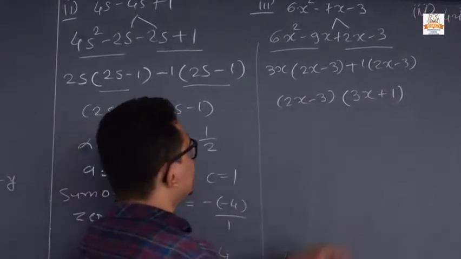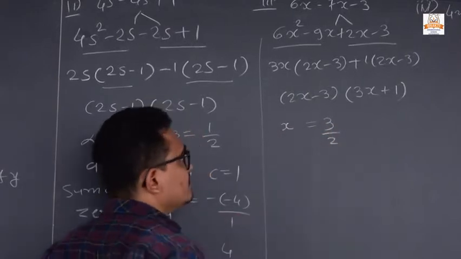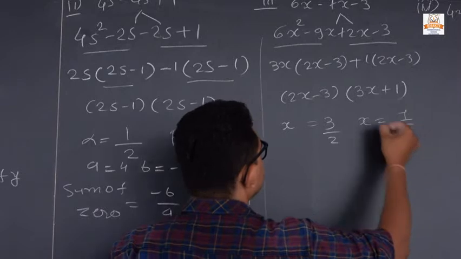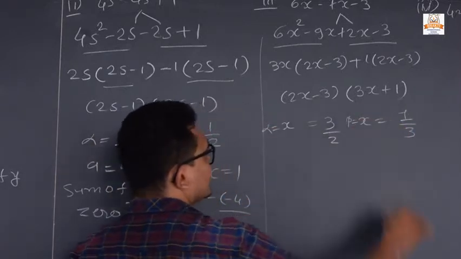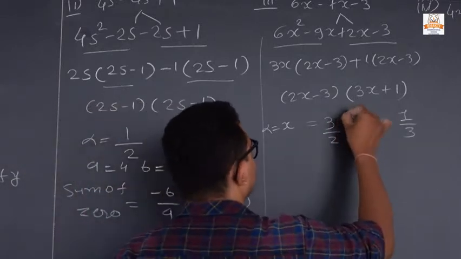Now if it goes to the second side, it becomes plus 3, and that goes to the denominator, and the second zero value is 1 by 3. Sometimes it is also known as alpha, and it is known as beta. Alpha and beta.